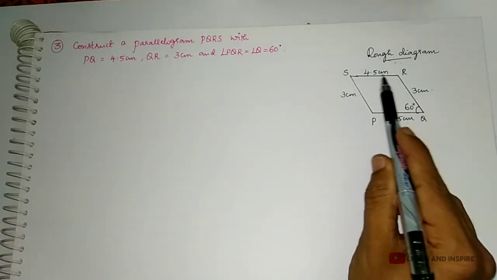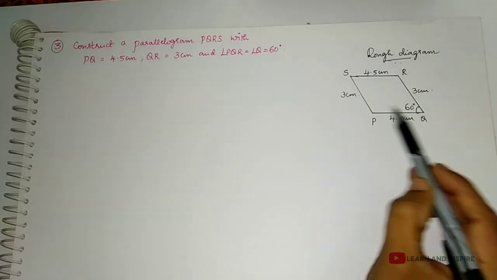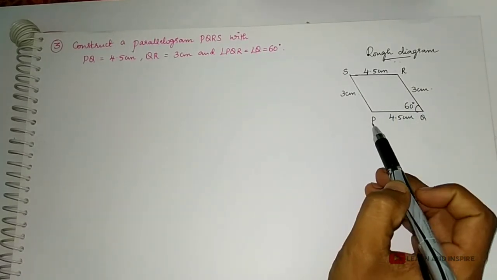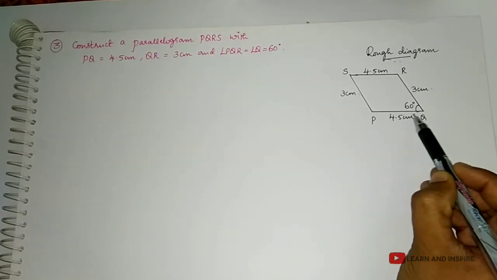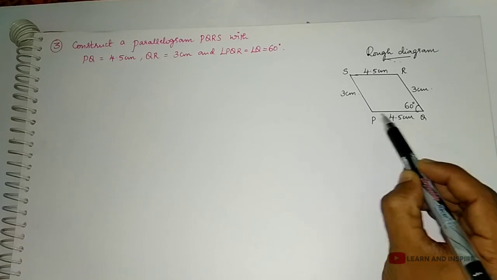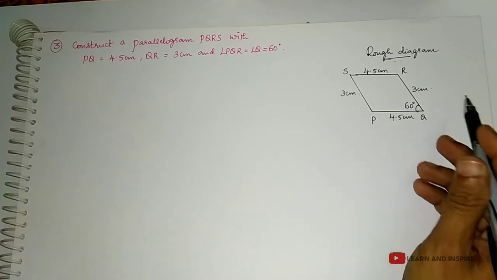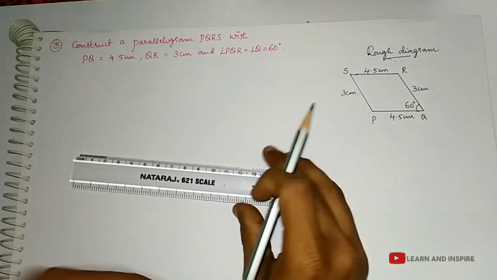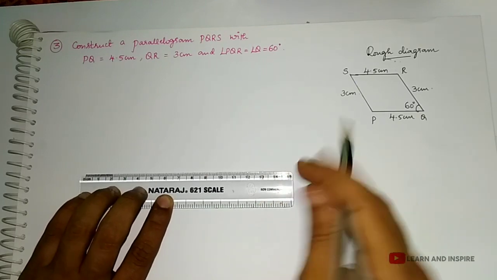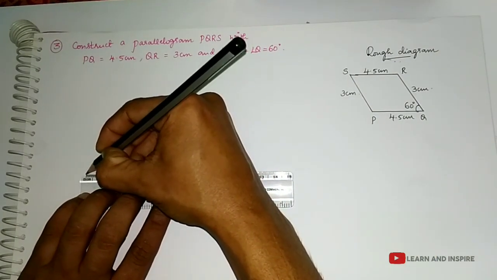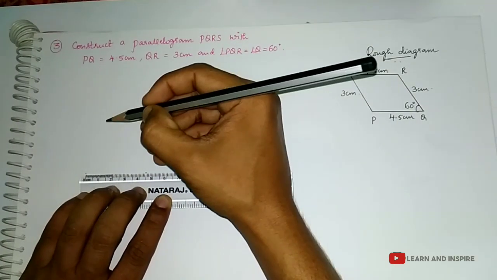Now here we got all the 4 sides and one angle. So from this we can construct a quadrilateral, which is nothing but a parallelogram. Okay, so what is the first step? We have to draw a line segment of 4.5 centimeters. So draw a line segment PQ equals 4.5 centimeters. So that is the first step.